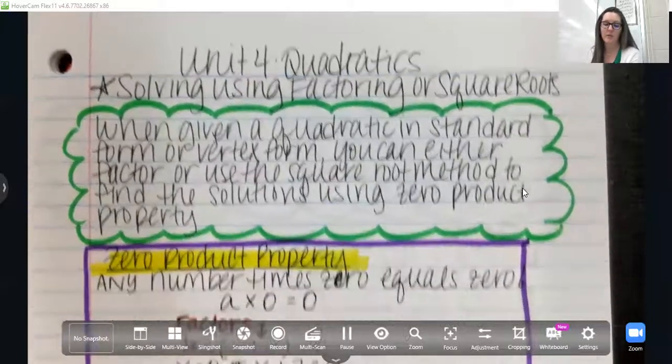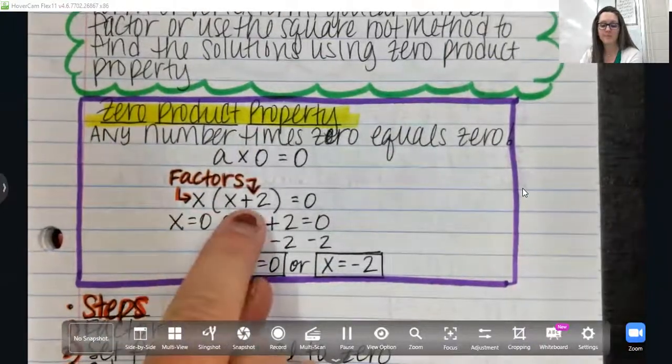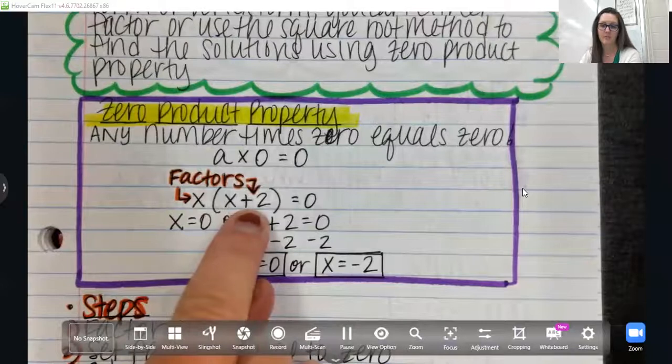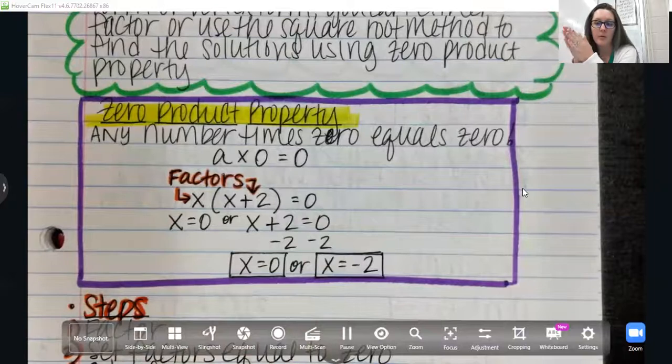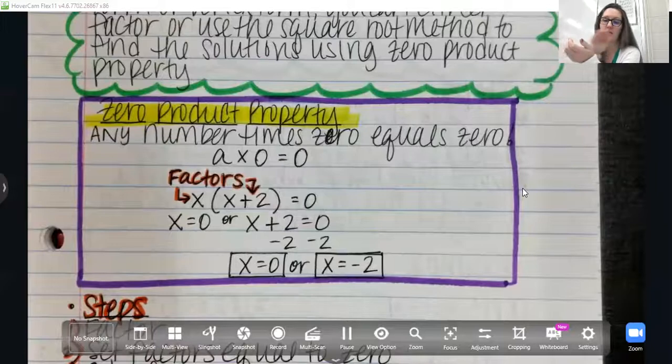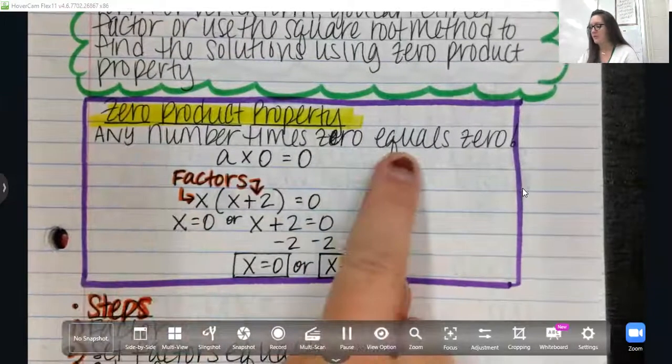And the zero product property just basically says, if you have factors of something, if I multiply either of those factors by 0, then my answer is going to be 0. Why 0? Well, we know that the zeros of the function, when y equals 0, it's where it crosses the x-axis, right? So it's the x-intercept. So using the zero product property tells us that we're going to find the solutions of our quadratic function or equation. So it kind of tells you here, any number times 0 equals 0.